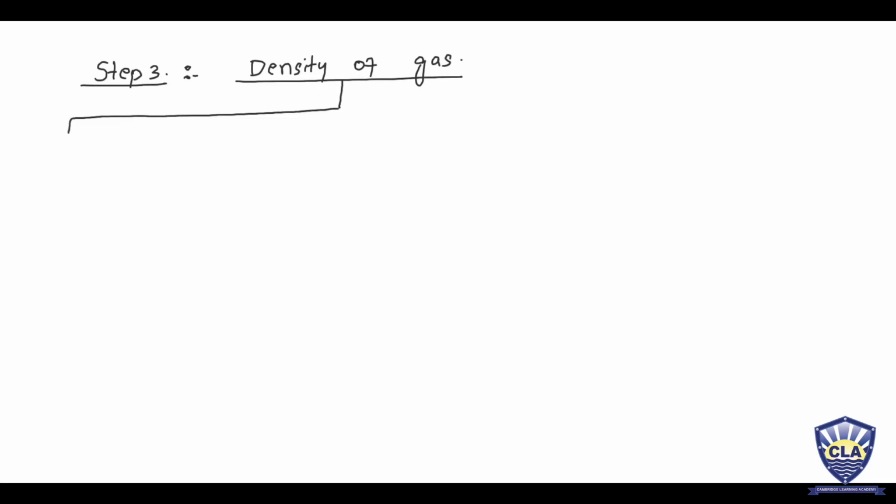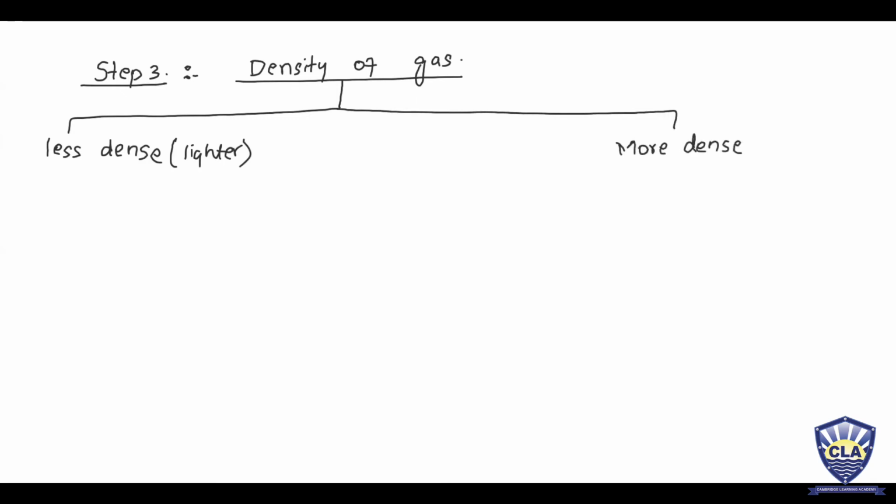The first thing, gas is less dense or lighter. Okay, and the second option, the gas that is more dense or heavier. So what is meant by less dense or lighter, more dense or heavier? It means you have to calculate the MR.